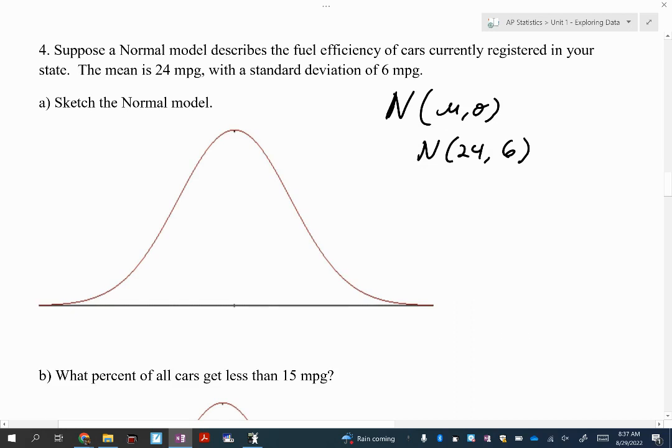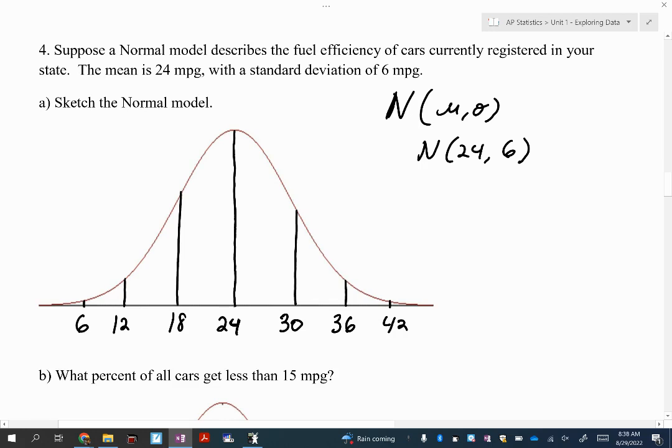So just sketching a normal model, which you've already practiced earlier on in this packet. I want to go 3 standard deviations to the right, 3 to the left. So I'm starting with 24 in the middle. That's our mean. And as I move to the right, I'm going to add 6 each time. And then now I'm subtracting 6.